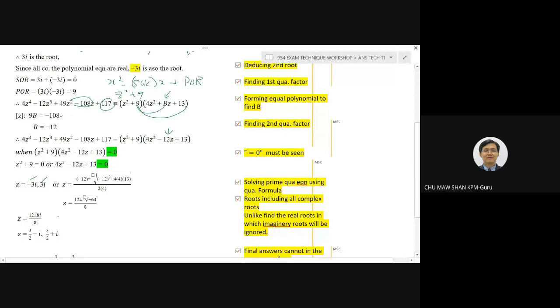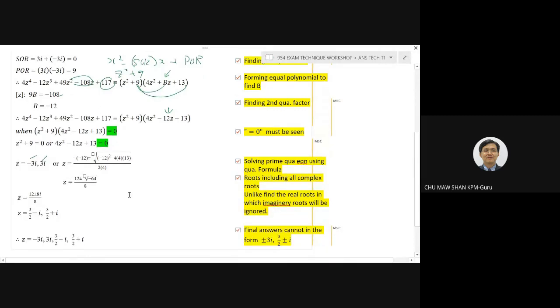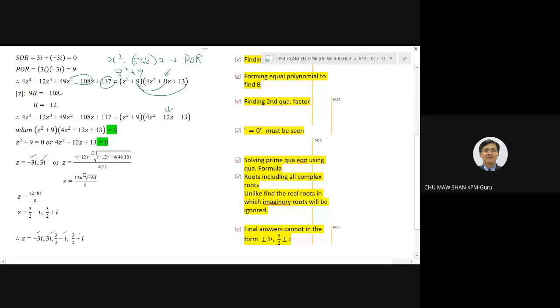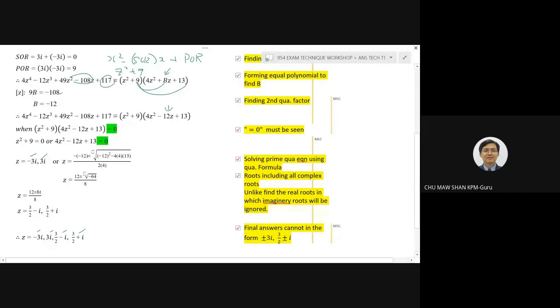So you see, got how many answers altogether? 4 answers. 1, 2, 3, 4. In which all are not real. Kalau soalan itu semua kata find the real root, maksudnya tak ada jawapan. No real root. Tetapi kalau dia kata solve saja, semua dia mau.